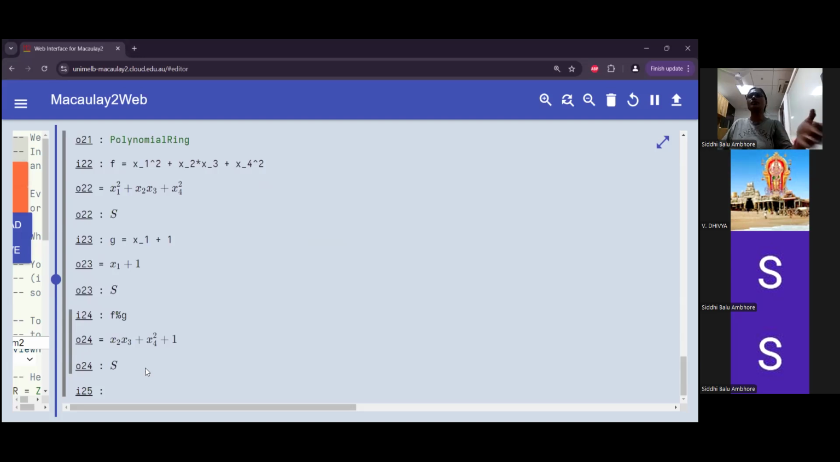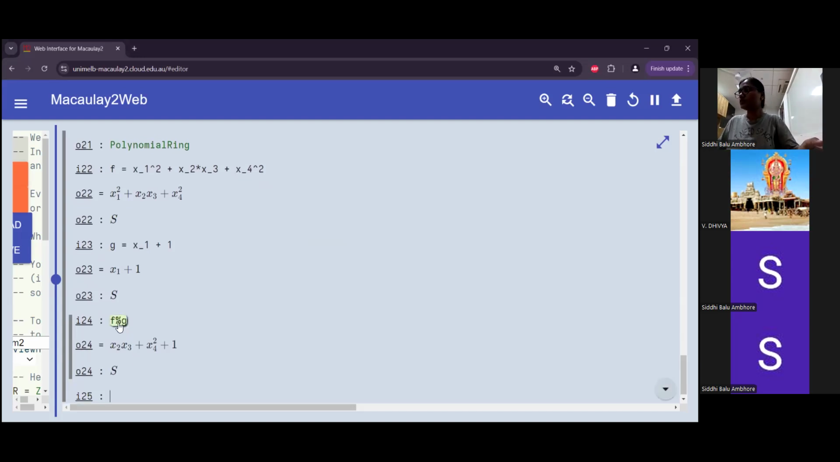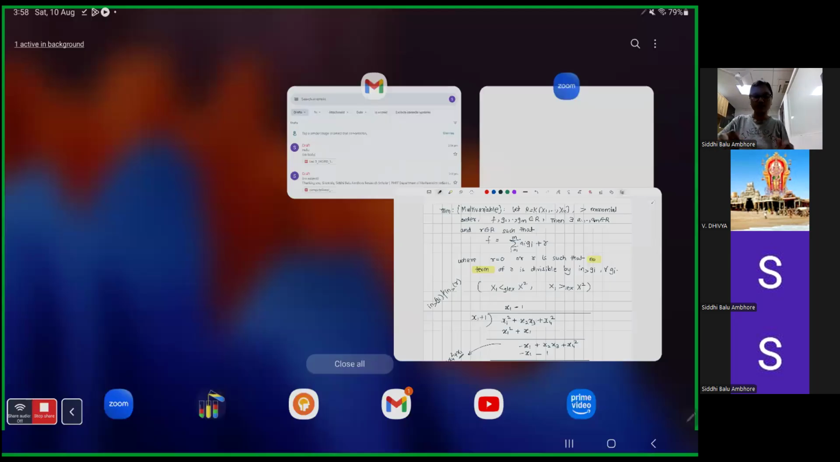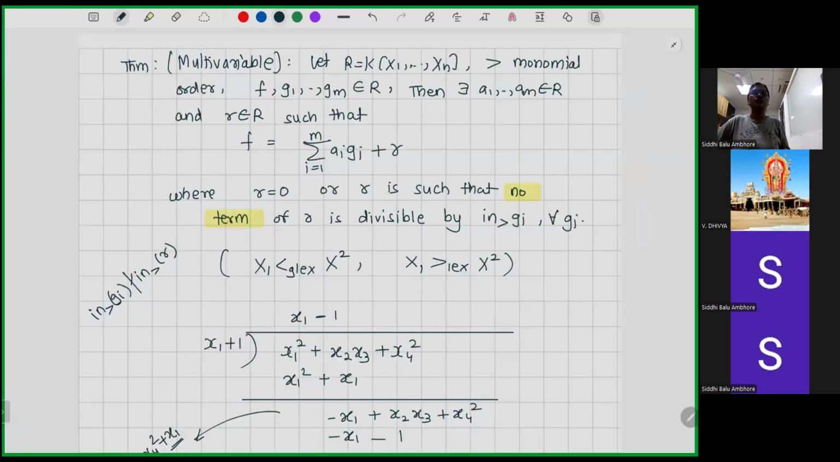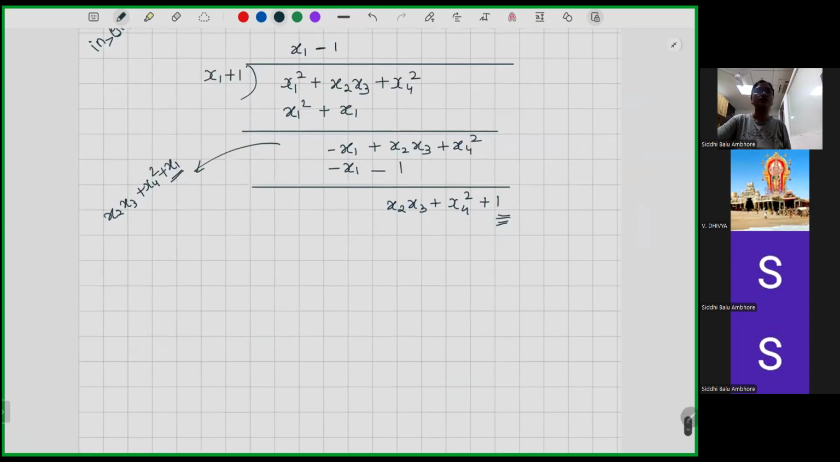Okay, so any doubts for now? I just wanted to show that you can also use Macaulay 2 to find the remainder of a polynomial. Okay, let me go back to the screen. Okay, so this was our question.